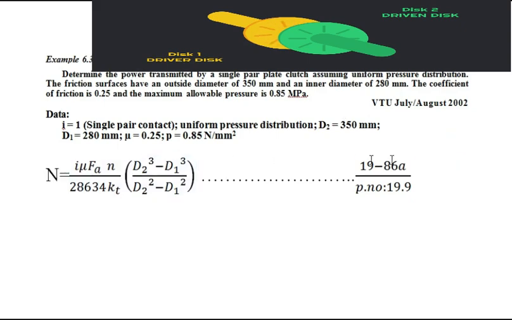This is the formula required for finding the power. Here i we know, mu is known. The axial force we don't know. N we are assuming as 1000 RPM. D1, D2 are known. KT, the service factor, we are taking as 1.